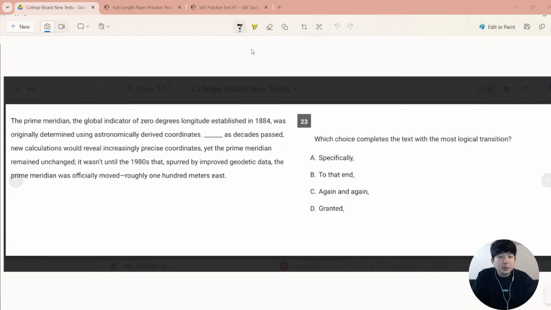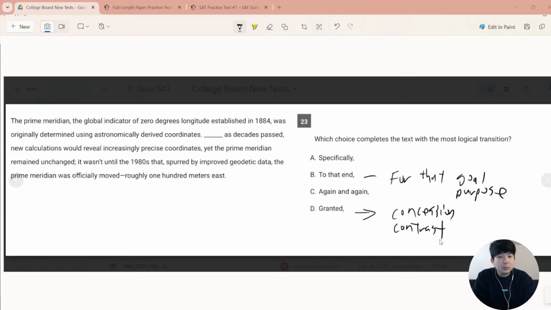And a lot of people kind of randomly picked all of these, okay? The prime meridian has done this, okay. So what does "to that end" mean? For that goal or for that purpose? Okay. "Granted" is a bit of a concession and a contrast. And "again" is what it sounds like.